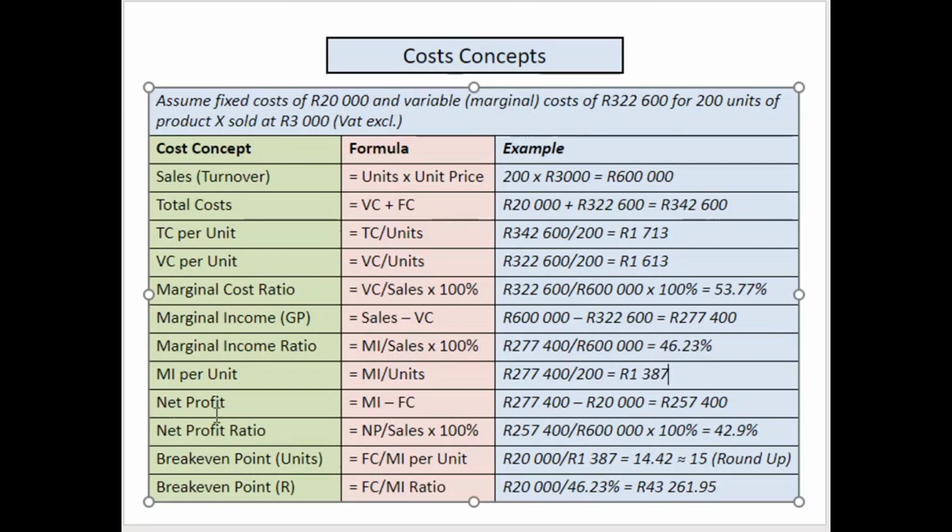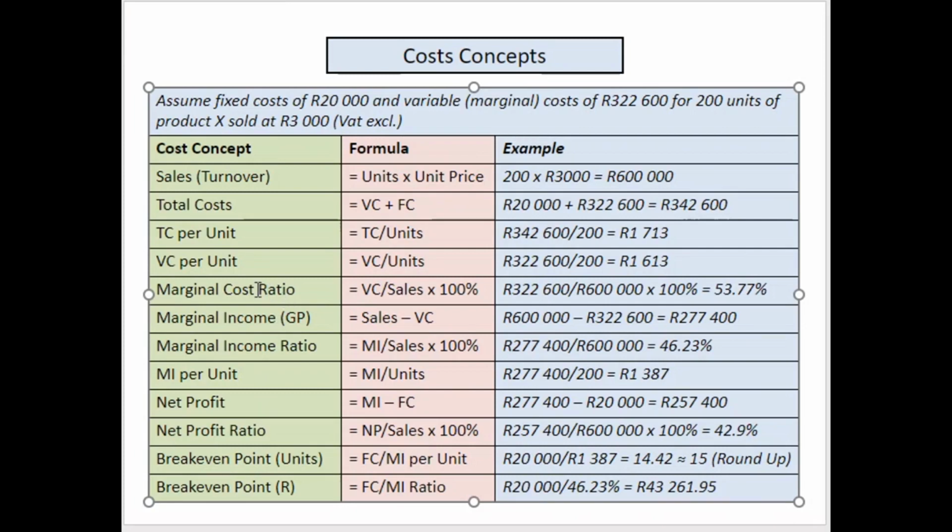Then, when we calculate the net profit, we simply subtract the fixed cost from the marginal income. So now we've calculated our gross profit. We know it's 277,400. If we subtract our fixed cost from that, we get our net profit. And our net profit in this case, based on 200 units, remember, is 257,400.